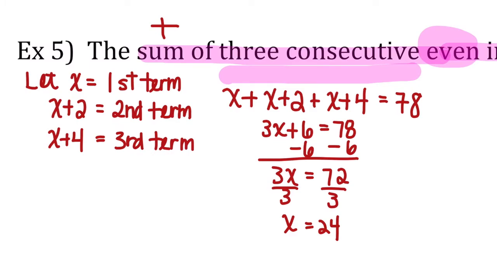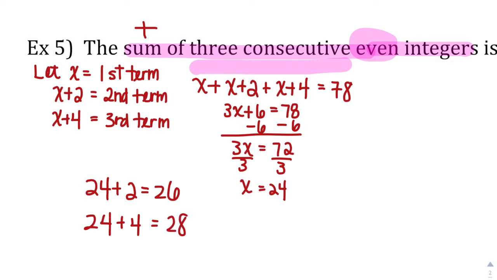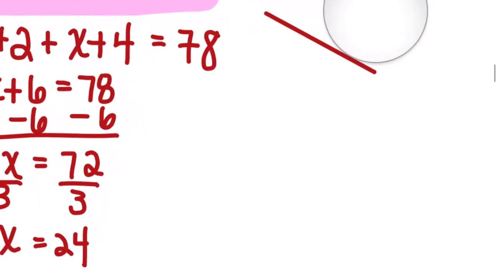So you can say first term is 24, 24 plus 2 equals 26, 24 plus 4 equals 28. So make sure you write it first.